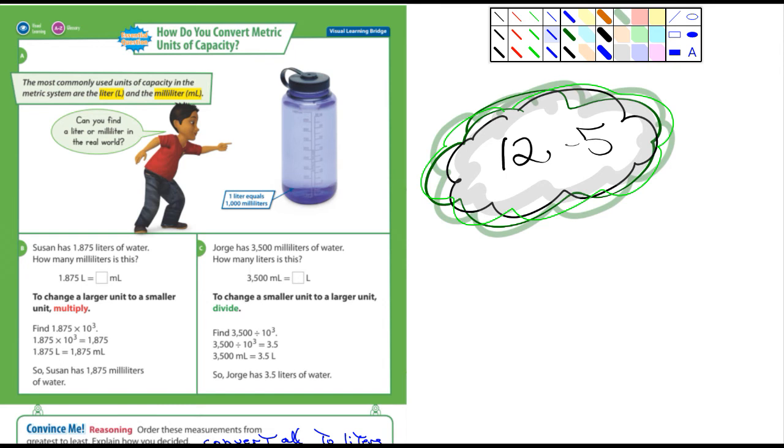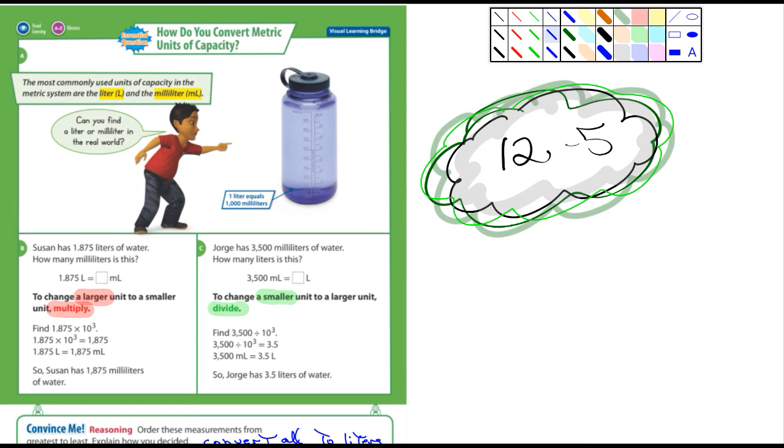And so I'm looking down at box B, it says Susan has 1.875 liters of water. How many milliliters is this? And you should be familiar with this by now. So if we're converting, we're going from a larger unit to a smaller, you multiply. And if we're going from a smaller unit to a larger unit, you would divide. And you've been hearing this for probably a week or more by now.